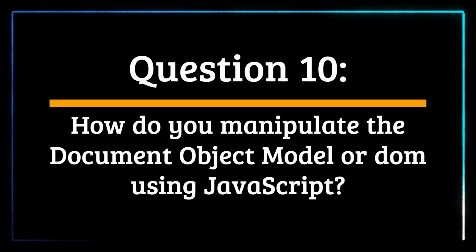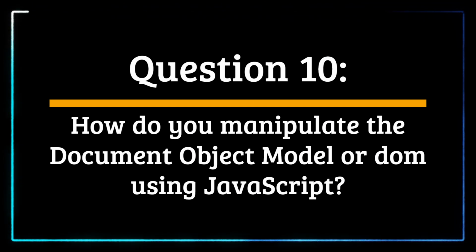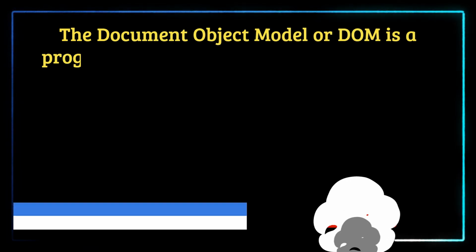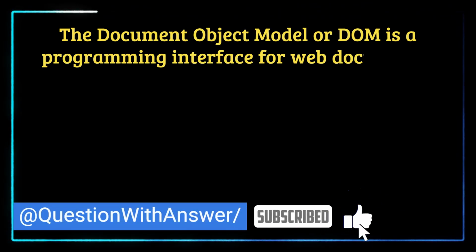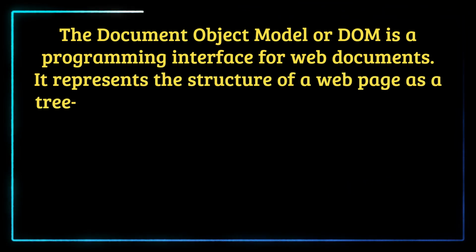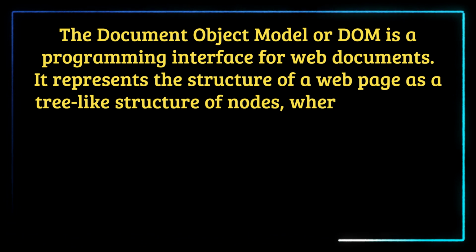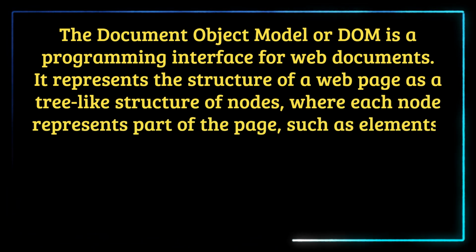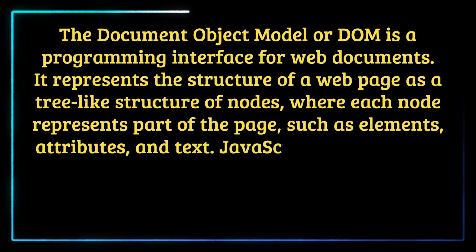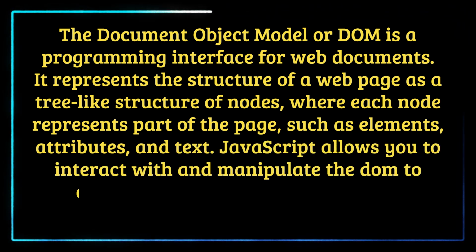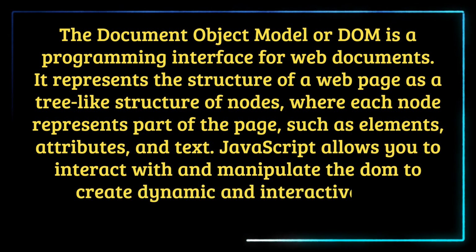Question 10. How do you manipulate the document object model, or DOM, using JavaScript? The Document Object Model, or DOM, is a programming interface for web documents. It represents the structure of a web page as a tree-like structure of nodes, where each node represents part of the page, such as elements, attributes, and text. JavaScript allows you to interact with and manipulate the DOM to create dynamic and interactive web applications.